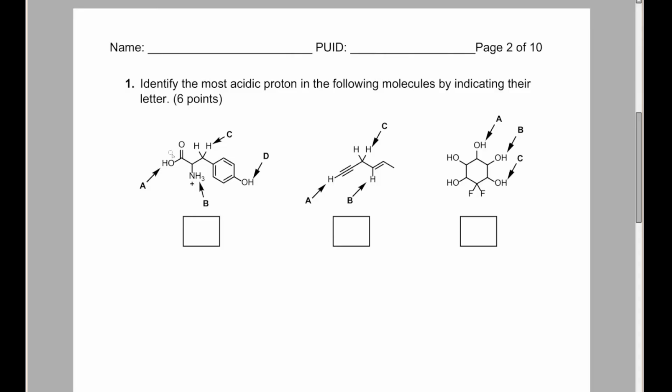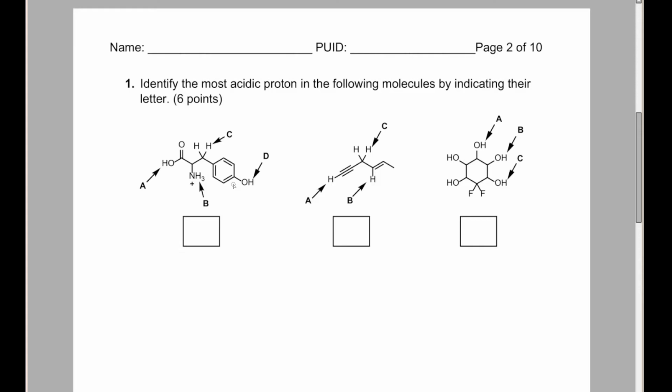And then for D, the same sort of thing applies. If we remove this hydrogen atom, this oxygen atom will have a negative charge, but it can be moved around because there's this double bond here. So D also has resonance.